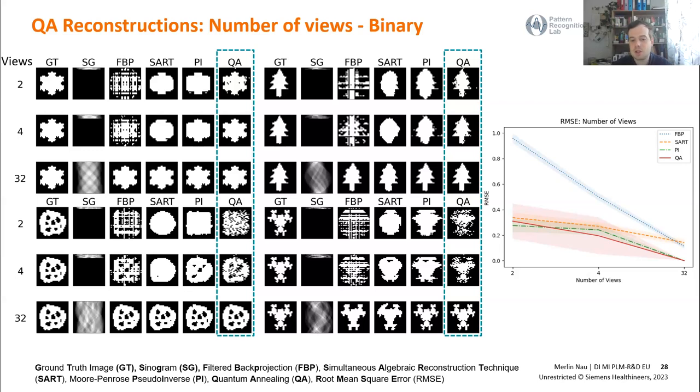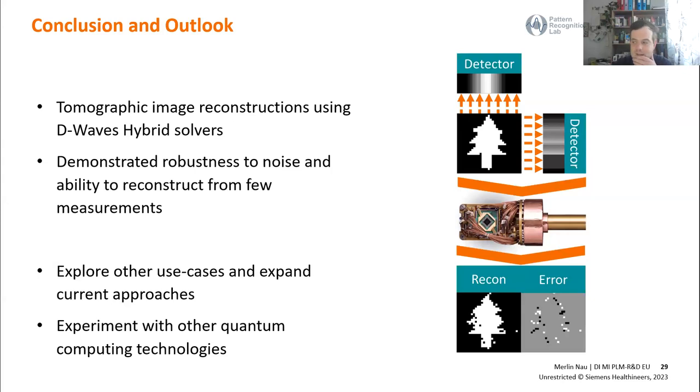So really, reconstruction from few views and reconstruction robustness under noise is a desirable property to have for image reconstructions. So with this, I want to come to a conclusion and an outlook. What I've shown you today was that we could use D-Wave's hybrid solvers to solve simple tomographic image reconstructions. I've pointed out the limitations of purely quantum annealing based solutions and why this was not really desirable for us to compare with.